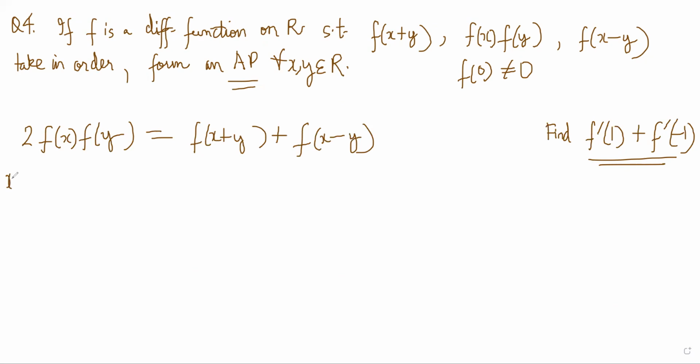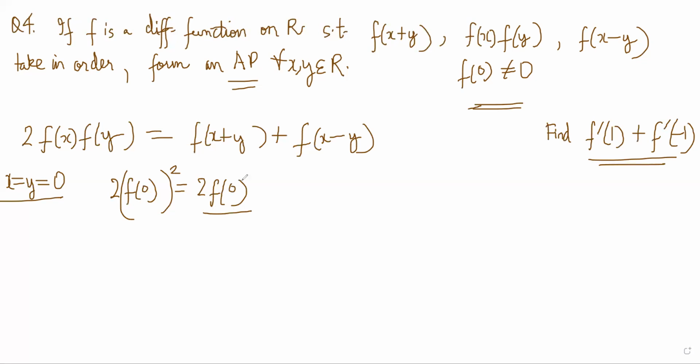Now, if I put x equal to y equal to 0 in this, what I get is 2 times f of 0 whole square is equal to 2 times f of 0. Now, since f of 0 is not equal to 0, we can cancel it, and 2 also gets cancelled. F of 0 is coming out to be 1. This is the first result that we get by putting x and y as both 0.